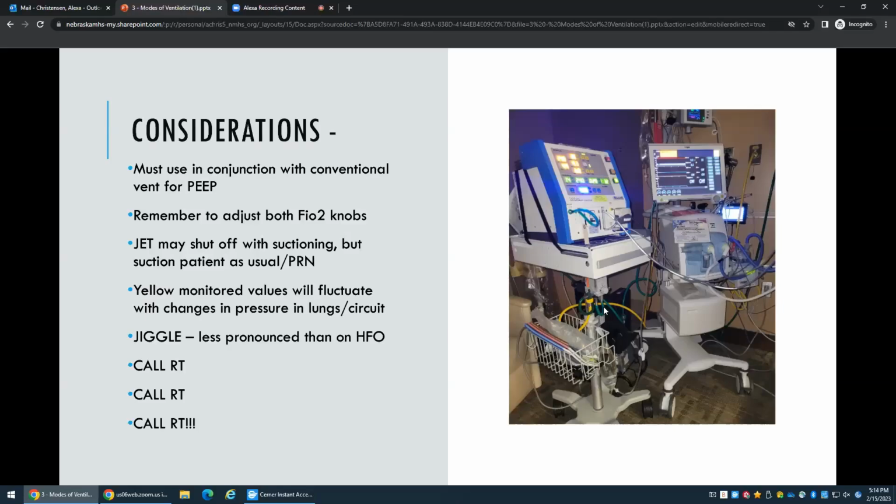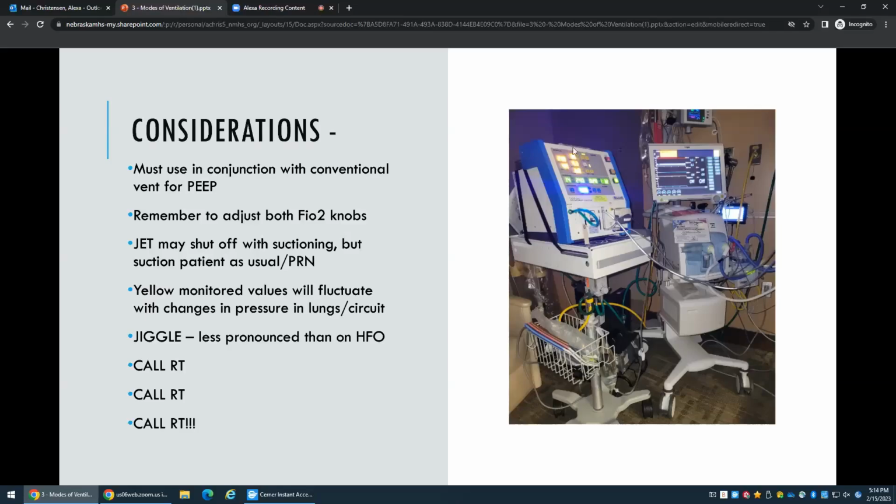So call your RT with the first time that you have to suction, and then we can walk you through that and what to do. But it is a large pressure drop when you suction. But we will suction PRN, and as usual, before blood gases, that kind of thing.